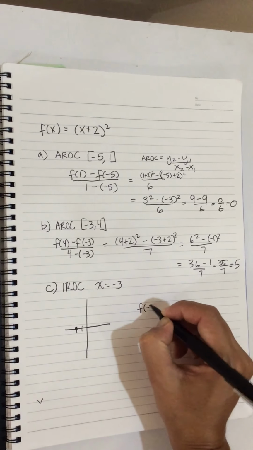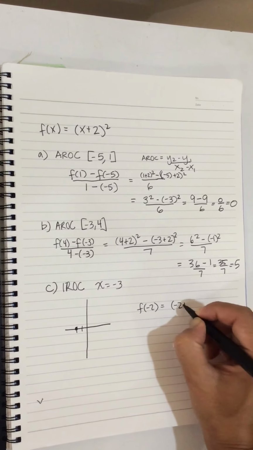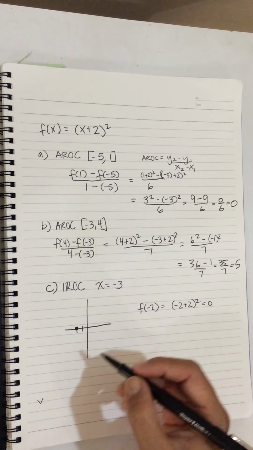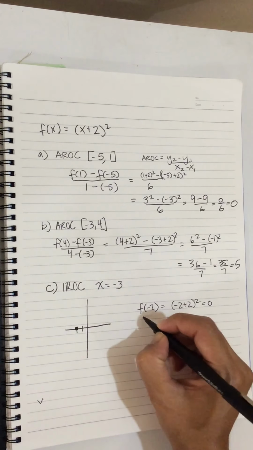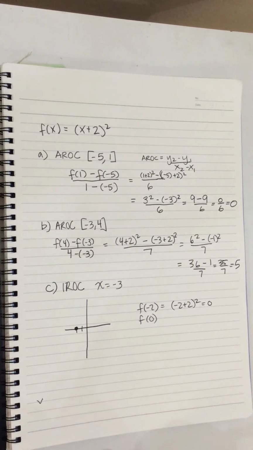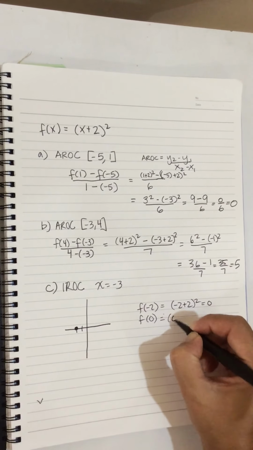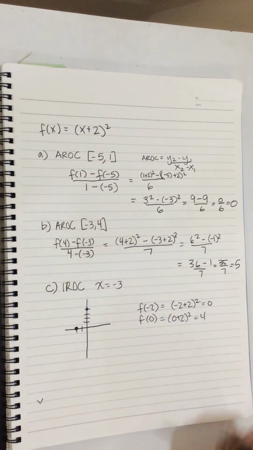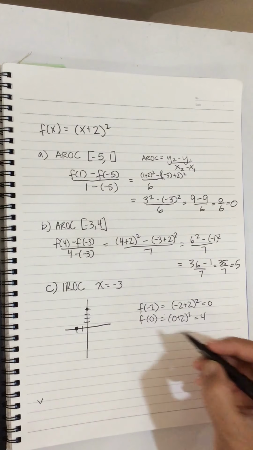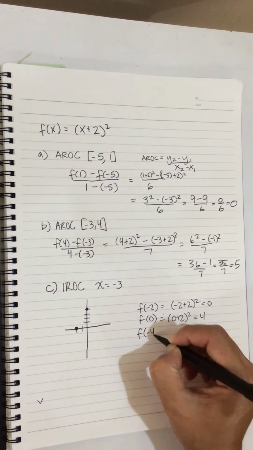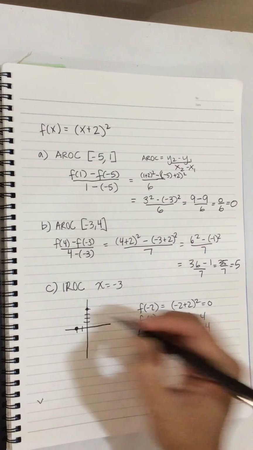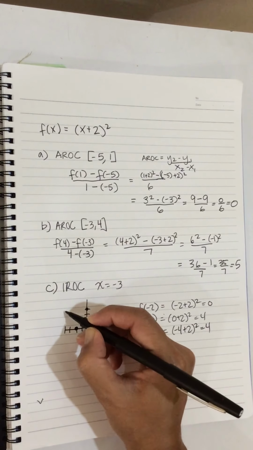Because I can check that. If I did f at -2, I'd have -2 plus 2 squared, which is 0. That's my new origin. And then if you want to plot some points from there, you can. Let's do f of 0 just to get another point. f of 0 is going to be 0 plus 2 squared, which is 4. So at 0, it's at 4. And I could keep doing this. What if I did f of -4? That would be -4 plus 2 squared, which is going to be 4. So I can see what my parabola is going to start looking like.